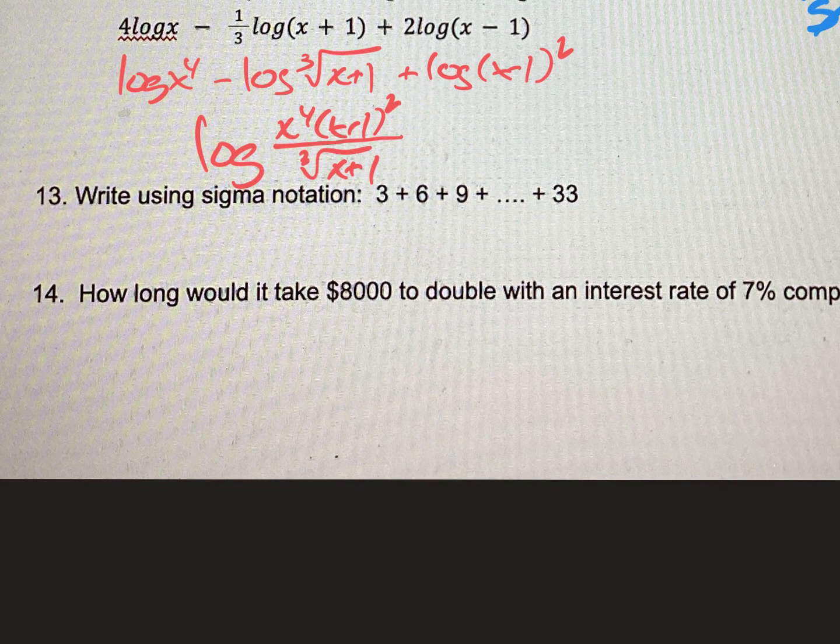All right, number 13. Write using sigma. So I'm going to go like this. I'm going to put an n or x or whatever on the bottom. N is 1. It's going 3, 6, 9. Okay, here's what's happening. It's going 3, 6. So that's 3 times 1, 3 times 2, 3 times 3, 3 times 4. So that's 3n. The last term is 33. What would you plug in for n to get 33? 11. So I'm putting 11 on my numerator.